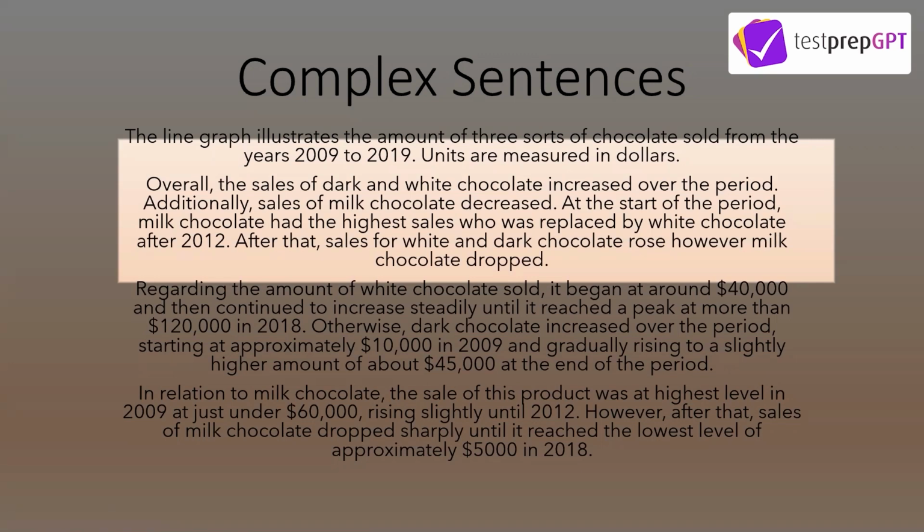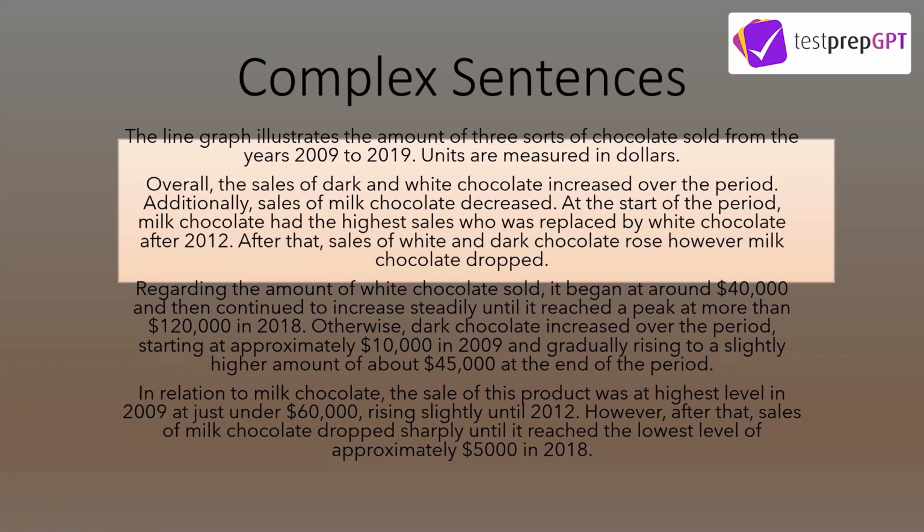Overall, the sales of dark and white chocolate increased over the period. Additionally, sales of milk chocolate decreased. At the start of the period, milk chocolate had the highest sales, who was replaced by white chocolate after 2012. After that, sales for white and dark chocolate rose, however, milk chocolate dropped. Okay, there are 3 mistakes. Can you see them?